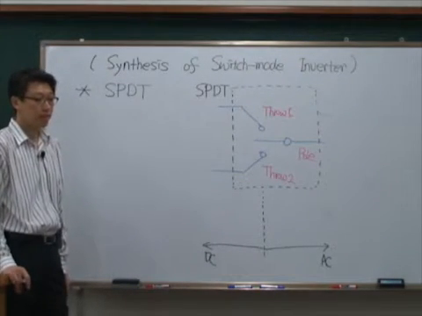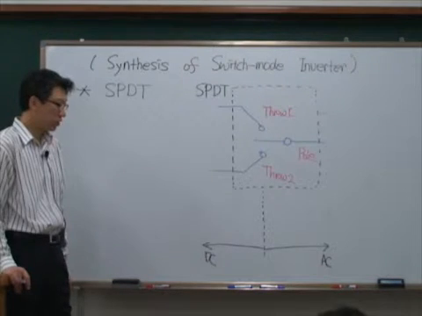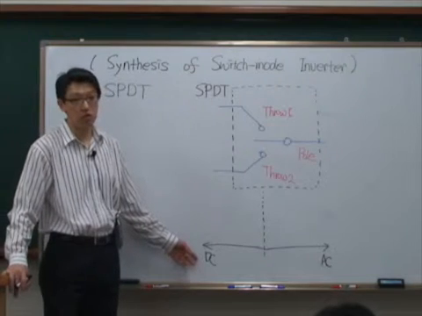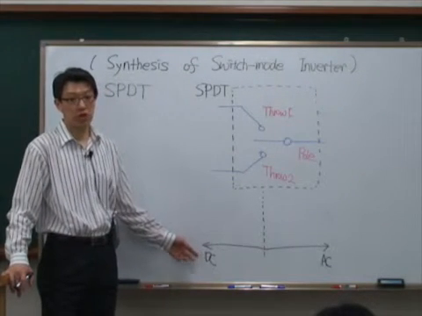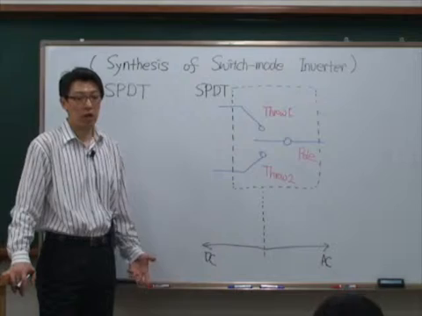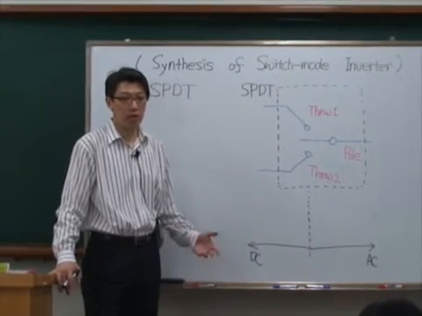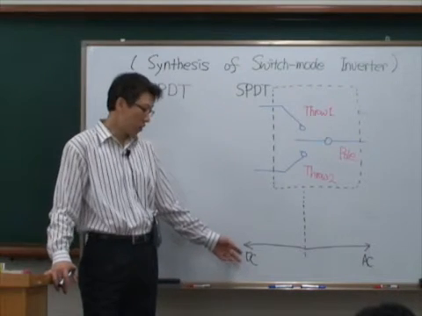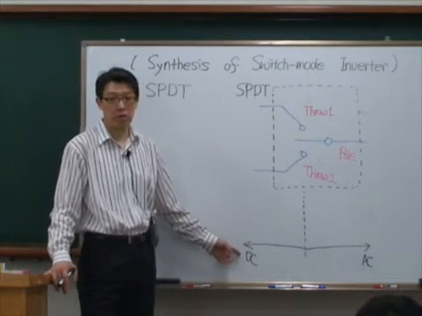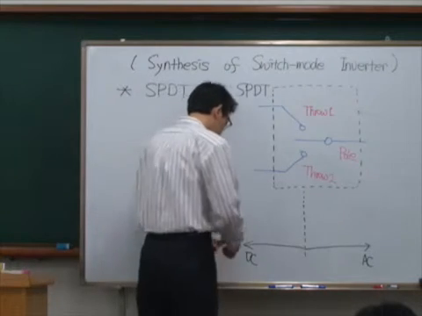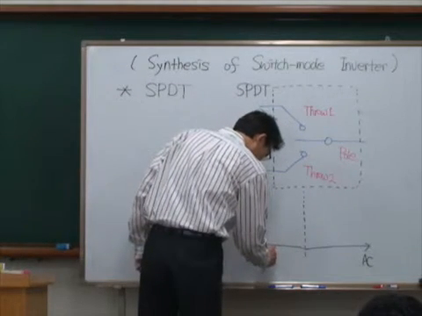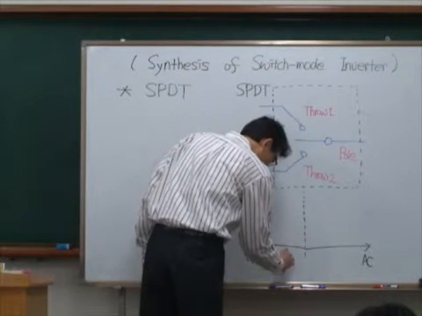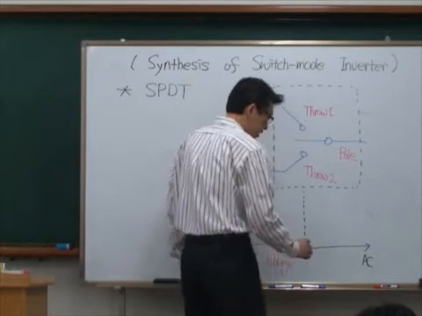And I told you at the beginning of this semester that we should also define voltage or current, because DC can mean either voltage or current. So we have to specify whether this is voltage or current. So now let me tell you that this means DC voltage. Okay. And this is AC current.